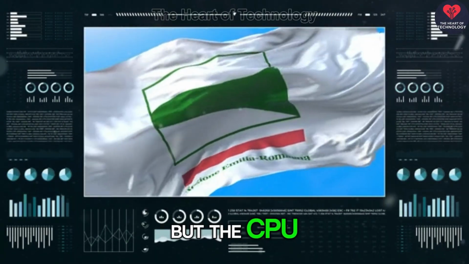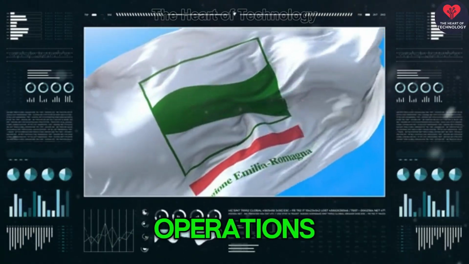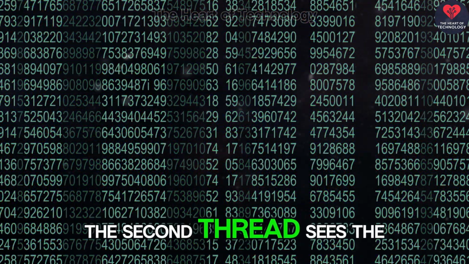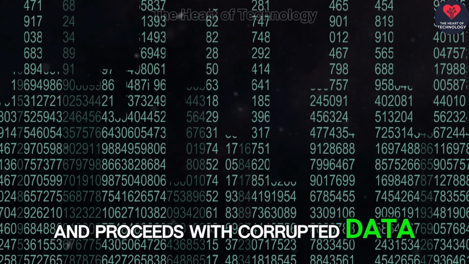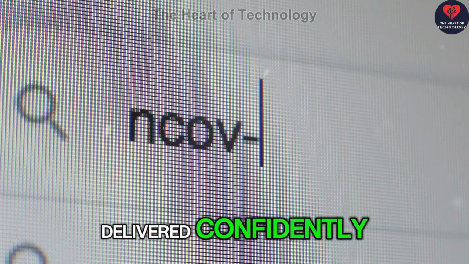But the CPU, in its relentless pursuit of efficiency, may reorder the first thread's operations. It might set the flag before writing the value. The second thread sees the flag, charges ahead, reads garbage, and proceeds with corrupted data. No error message. No crash, just a wrong answer, delivered confidently.